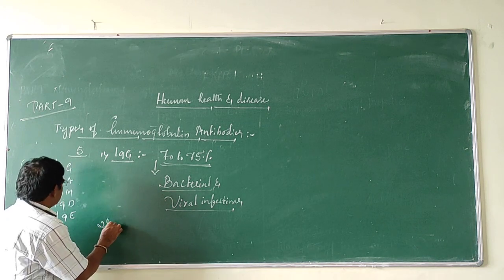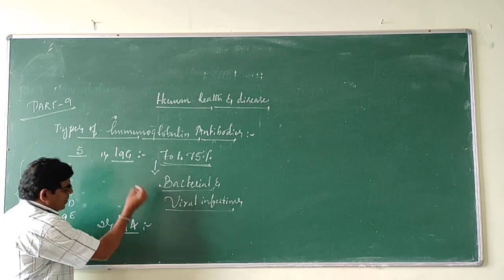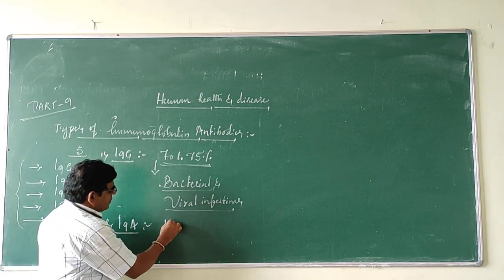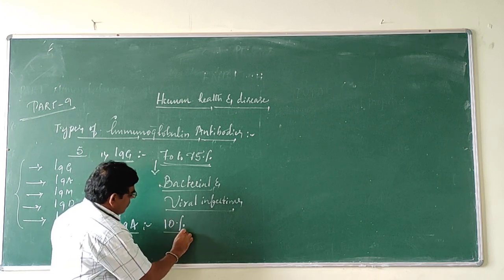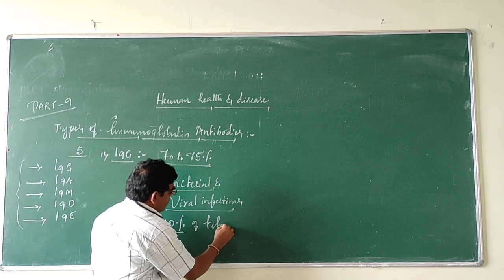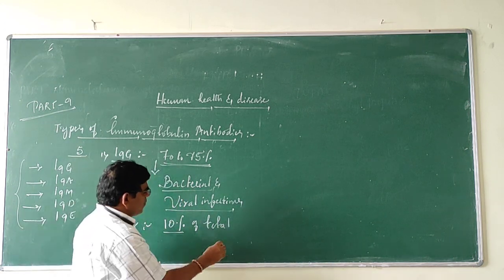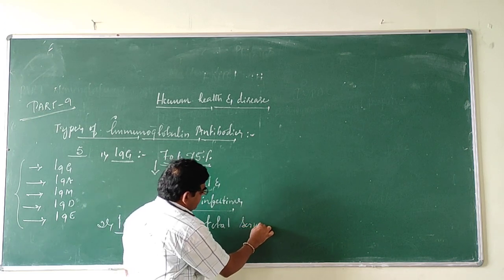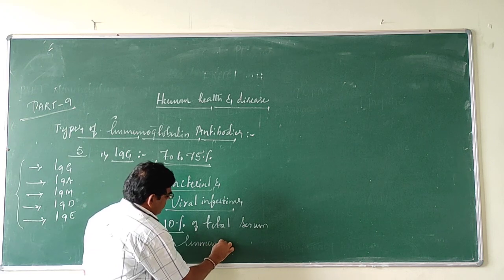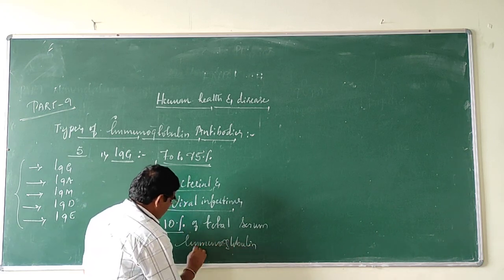Second one, IgA antibody. IgA constitutes about 10% of total serum immunoglobulin antibody.